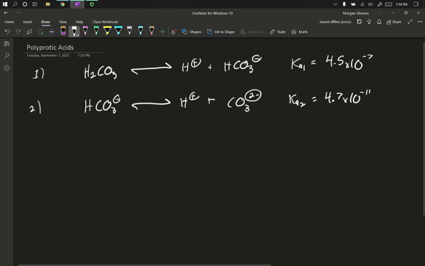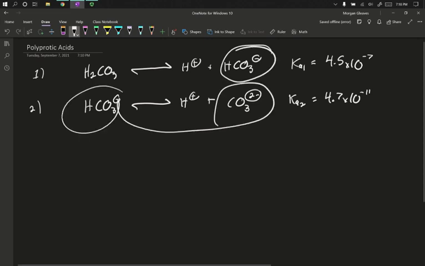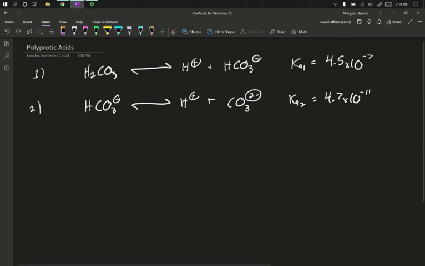It is easier to lose the first proton than it is to lose the second. Our first proton is leaving a neutral molecule, but our second H plus is leaving an anion. That negative charge attracts the positive, which makes it harder to leave. These are significantly different enough that we generally perceive this as stepwise reactions. We really will lose one proton, and then the conjugate base formed may eventually lose a second proton. But they are done independently.